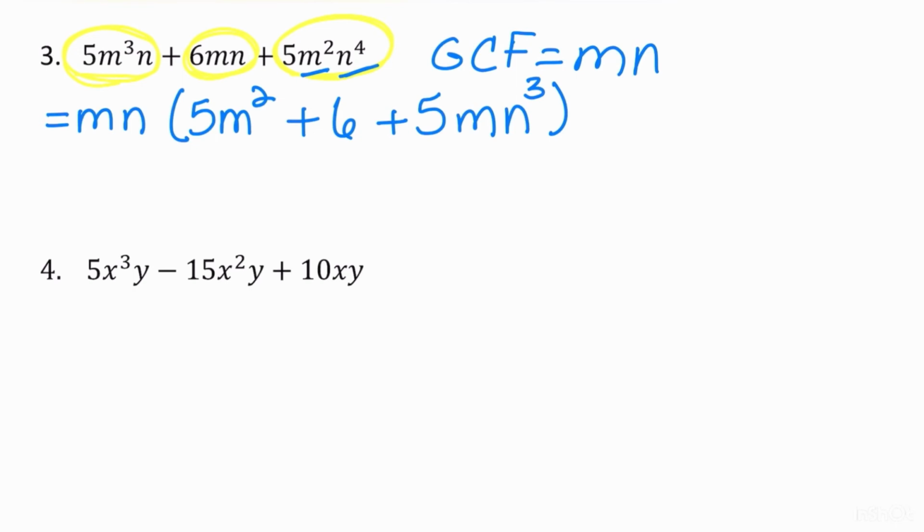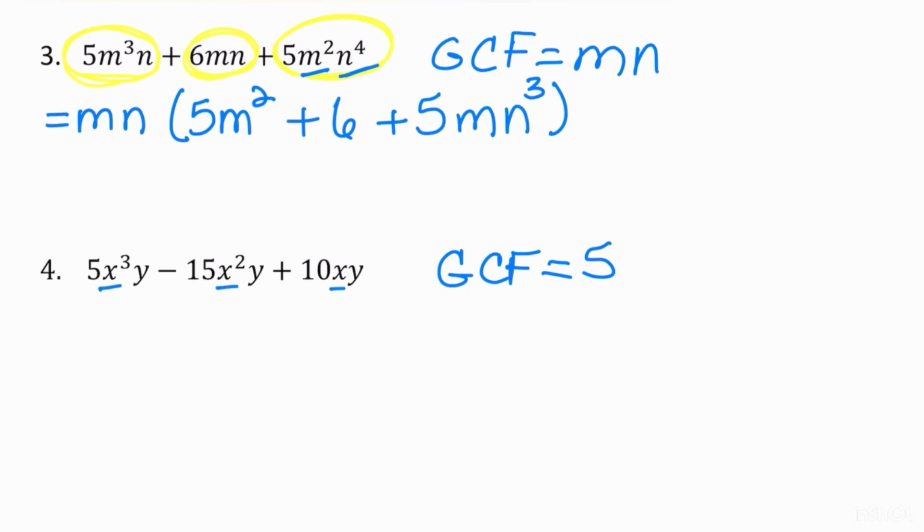Okay, let's go on now to question number 4. Same exact process. Question number 1, are all of the terms divisible by the same number? 5, 15, 10. Yes, they are all divisible by 5. Go ahead and take out the 5. Let's move on to the variables. Do they all have the same variables? X cubed, x squared, x.